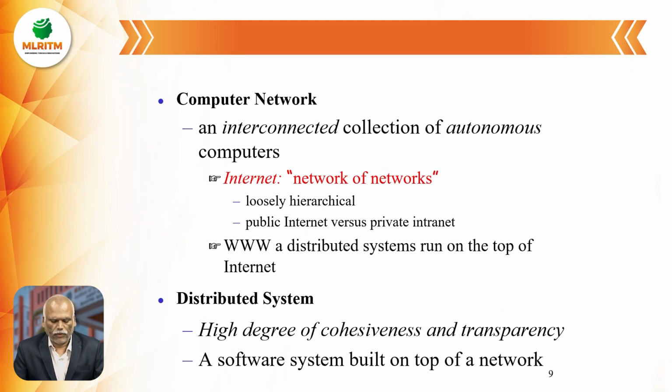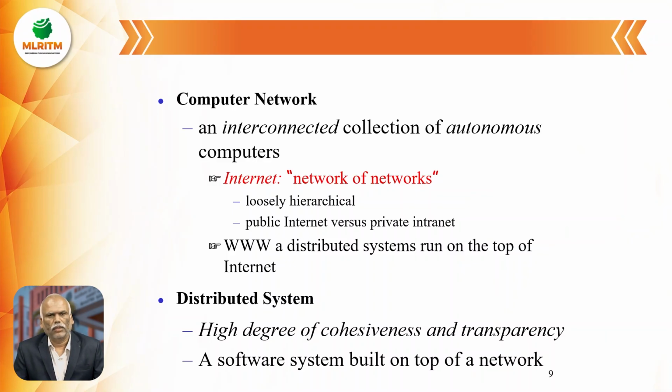So first we define what a computer network is: an interconnected collection of autonomous computers. Here, autonomous means independent computers, and they are interconnected by some communication link. So that is what we call a computer network.